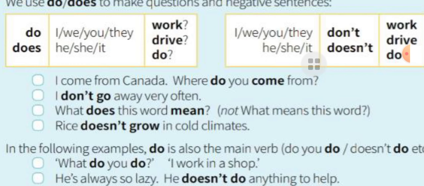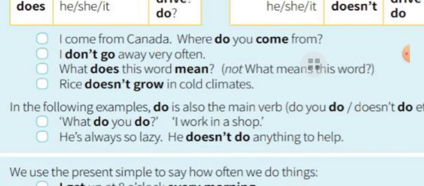I don't go away very often. When it is I, it is don't only. But in the last line you can see rice. Rice is like he, not the name of a boy. So rice doesn't grow. This rule you take from he. He means doesn't grow only, no. He doesn't grow in cold climates. The same way rice doesn't grow in cold climates. Got it? So then come.